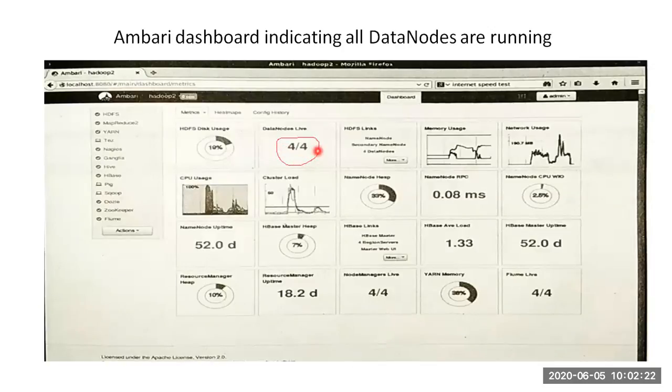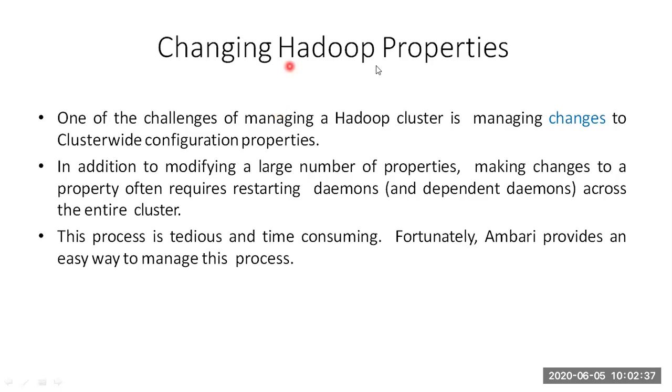So this is where managing Hadoop services comes in. This is how Apache Ambari manages these services, where you can monitor the health condition of all the nodes on your dashboard screen. And second, changing Hadoop properties. So what are the changes that we are going to make with Hadoop properties? What else can be done with Hadoop properties?